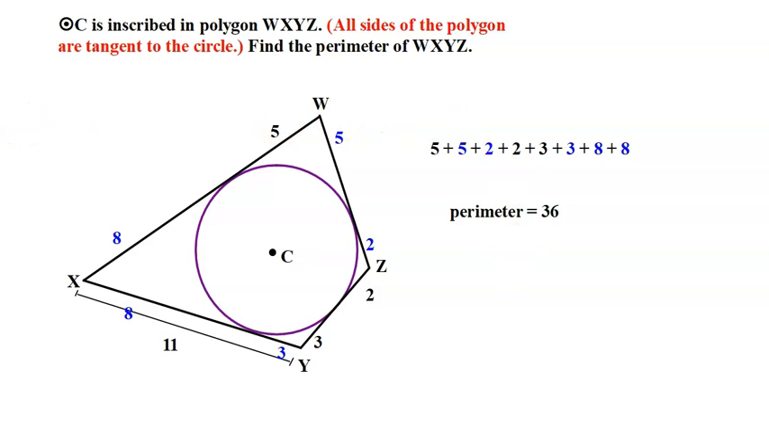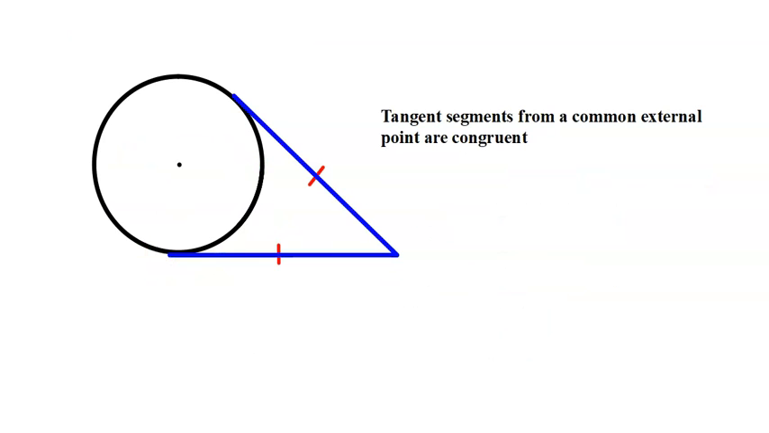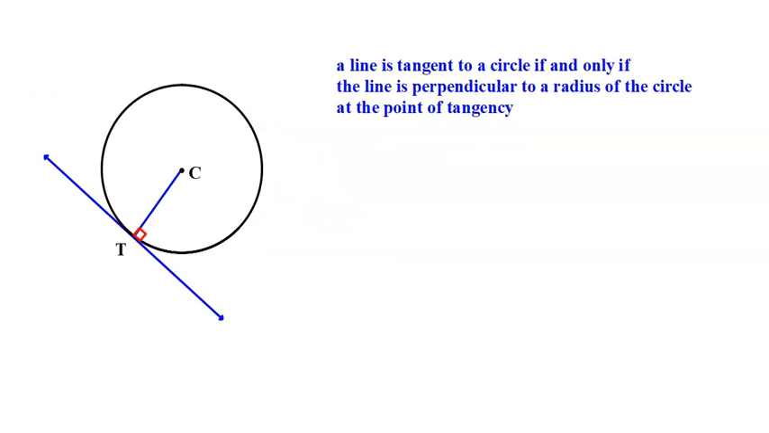So, just to recap, common endpoints on a tangent means that the two tangent segments will be congruent to each other. And if a segment is tangent to a circle, it must be perpendicular to the radius. All right? Has to be perpendicular to the radius at that point of tangency, or it is not tangent to the circle.